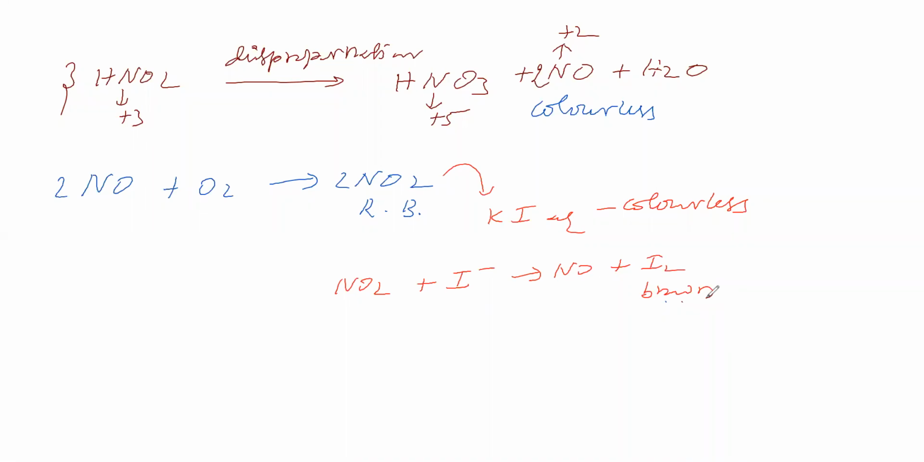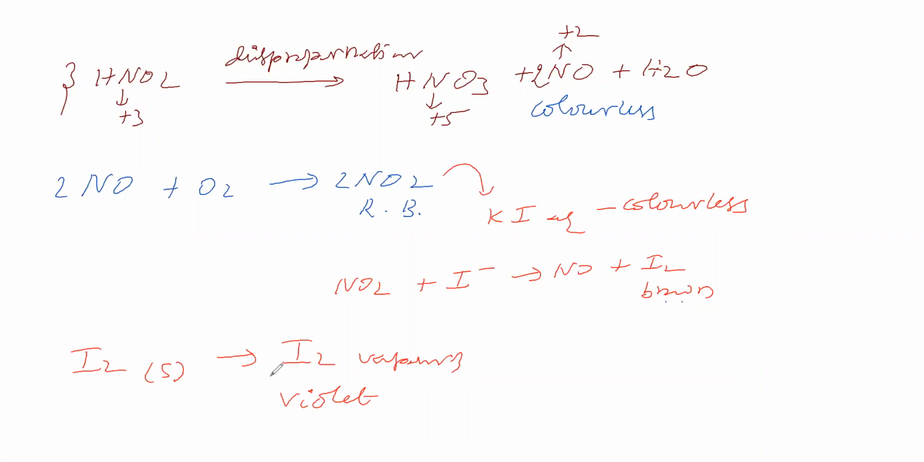Sir, we discussed one point regarding iodine. Iodine solid can undergo sublimation to give iodine vapors. These iodine vapors are violet. Then how do we say iodine is brown here?